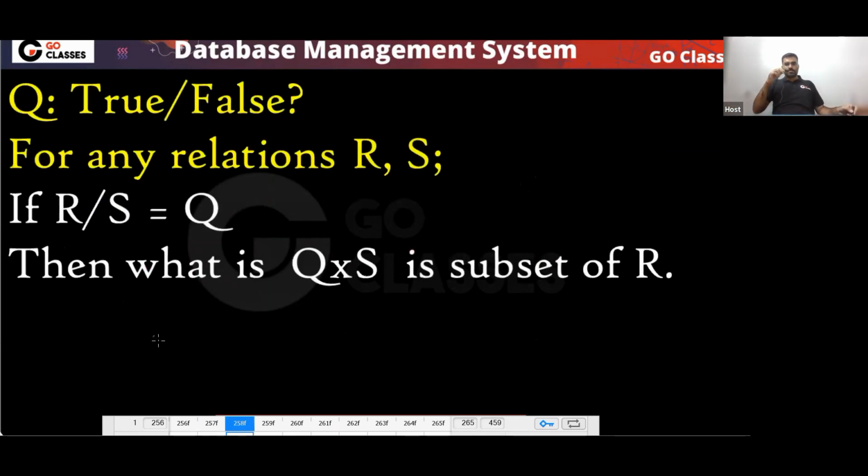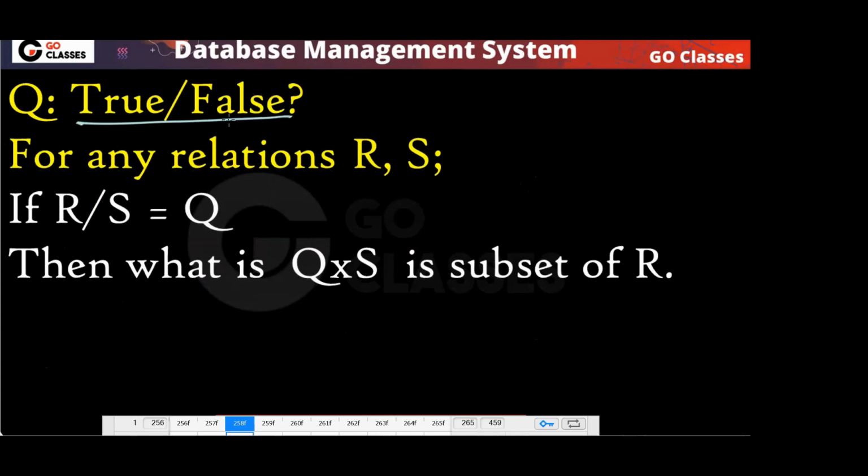What is the answer for this question? True or false? The statement on your screen, is it true or false? If R divided by S is equal to Q, for any relations R, S, then Q cross S is a subset of R. Yes, by the definition, by the core idea.